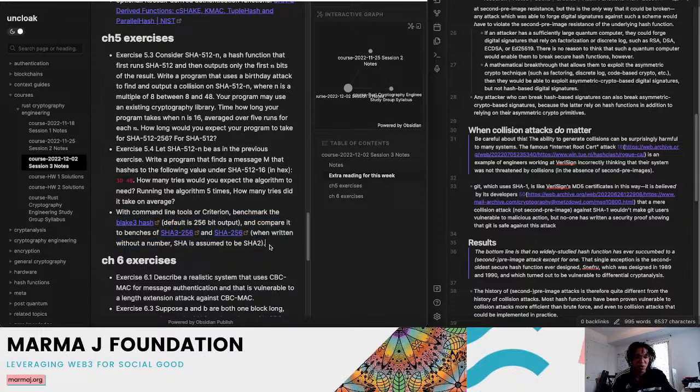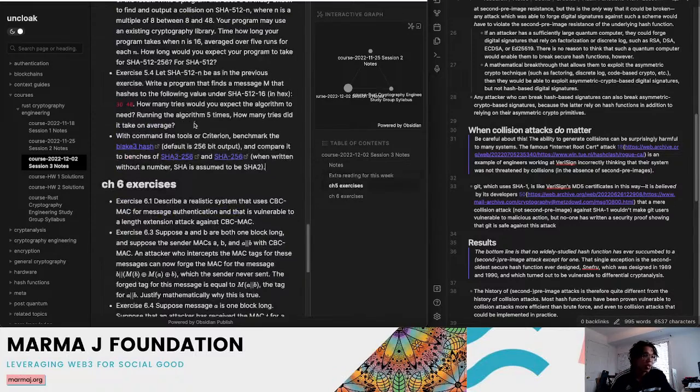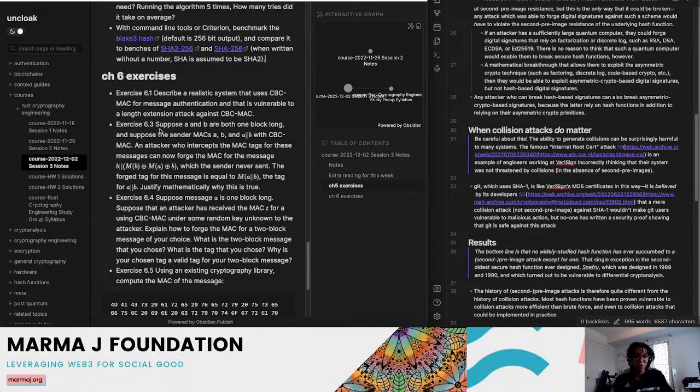And then different algorithms are faster or slower, and can you benchmark them? So pretty simple. Simple is a relative term. Difficult for me, but understanding them and how they work, relatively straightforward. Chapter 6 exercises. Again, I'm just going through this because it's what I'm going to be going through for the rest of the week.